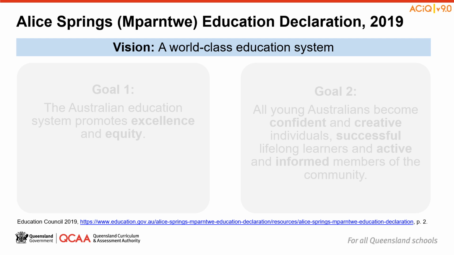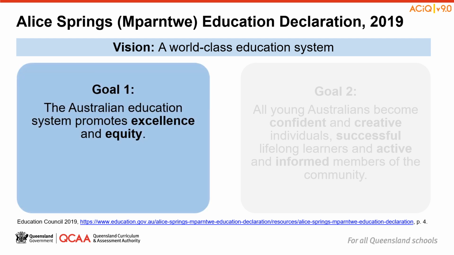With this in mind, the Declaration sets out 2 distinct but interrelated goals. The first of these goals is that the Australian education system promotes excellence and equity. Therefore, as we are planning for Australian Curriculum version 9, we want to consider how our plans can enhance equity for all and promote the highest quality teaching, learning and assessment experiences for our students.